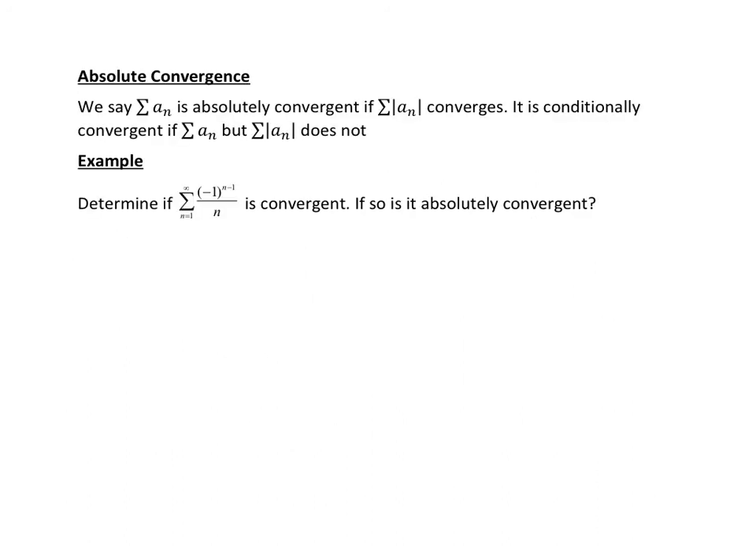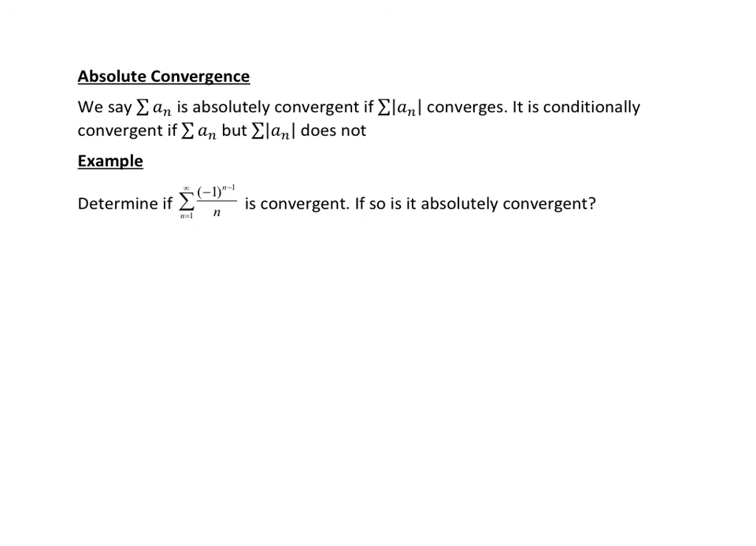Let's talk about another important aspect then. What it means for something to do what we call absolute convergence. We say a series a sub n is absolutely convergent if the absolute value of it converges as well. It is conditionally convergent if the series a sub n converges, but the series of the absolute value does not. So let's say we want to determine if this alternating series converges from 1 to infinity, negative 1 to the n minus 1 over n.